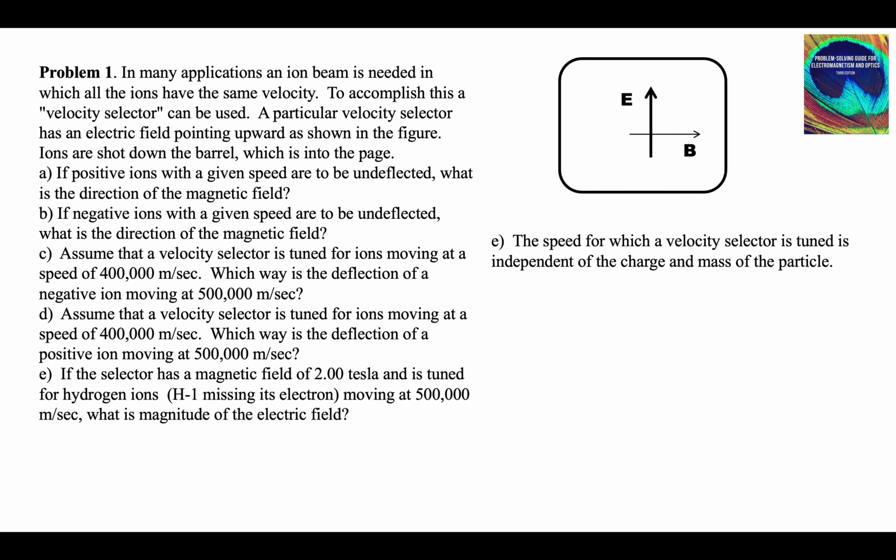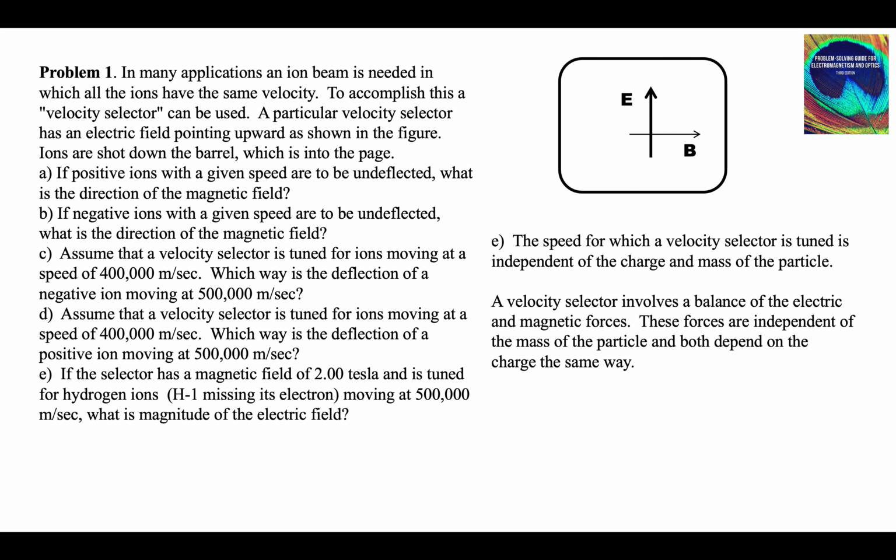The speed for which it's tuned depends only on the electric and magnetic fields, independent of the charge and mass of the particle. The mass doesn't appear in the equation at all, and the charge appears in both, so that cancels out. The fields depend on the charge the same way. All we have is v = E over B. The speed is 500,000 meters per second. The field is 2 Tesla. Multiply both sides by 2 Tesla, and we get the magnitude of the electric field, which is 1,000,000 volts per meter, or if you like, 1,000,000 newtons per coulomb. That's problem 1.